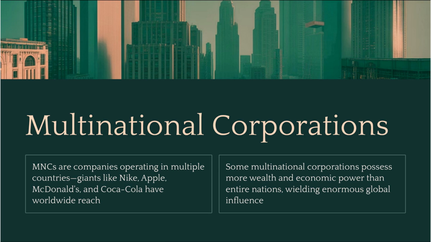Who are the biggest players on this global chessboard? They are the multinational corporations, or MNCs. These are giants like Nike, Apple, McDonald's, and Coca-Cola that operate in multiple countries simultaneously. The scale of these companies is hard to comprehend. Some MNCs possess more wealth and economic power than entire nations. This gives them enormous global influence. When they decide to move a factory, the GDP of a small country can crash. When they decide to invest, a region can boom. They are the true architects of the global economy.